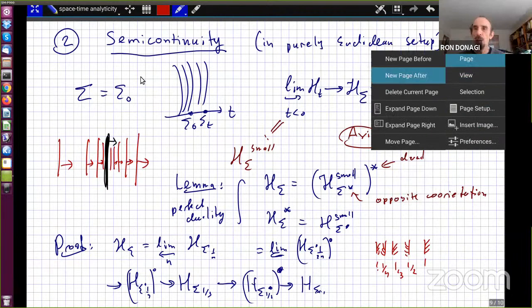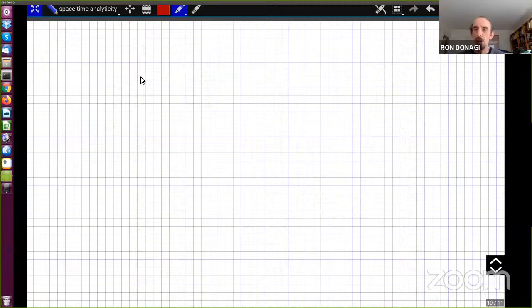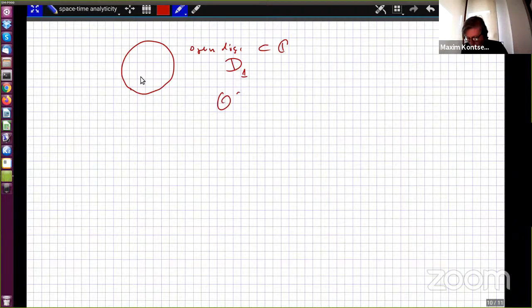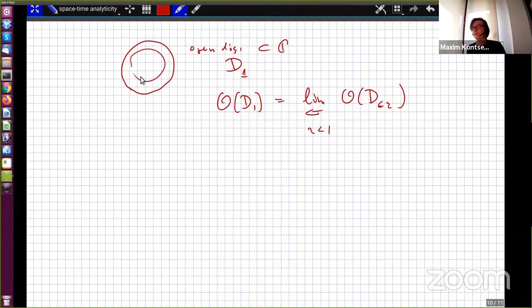So is it compatible with time reversal in particular? No, H small has a different meaning. Yeah, maybe I can say the following. Suppose you have some open disk in C, a disk of radius 1, and consider holomorphic functions. Then it's a projective limit of holomorphic functions on disks of smaller radius, where r is less than 1. You can restrict to smaller ones.